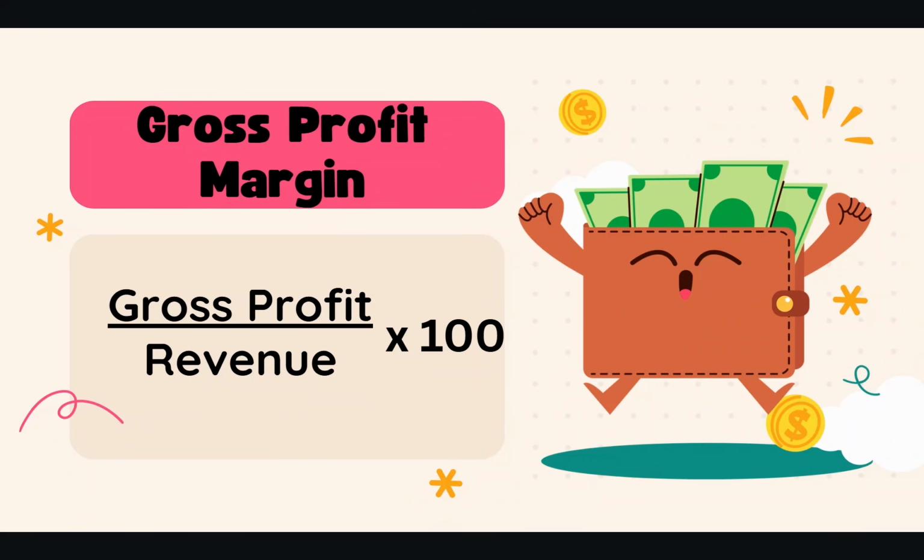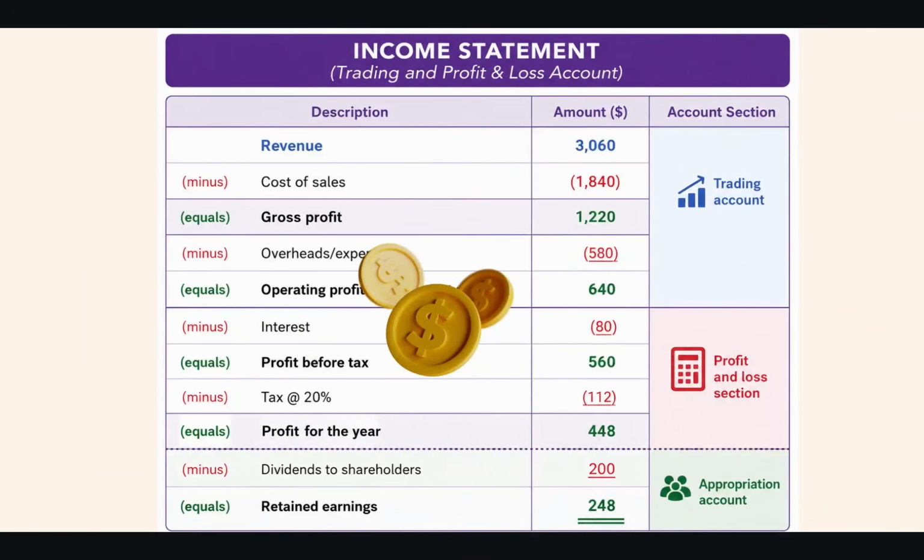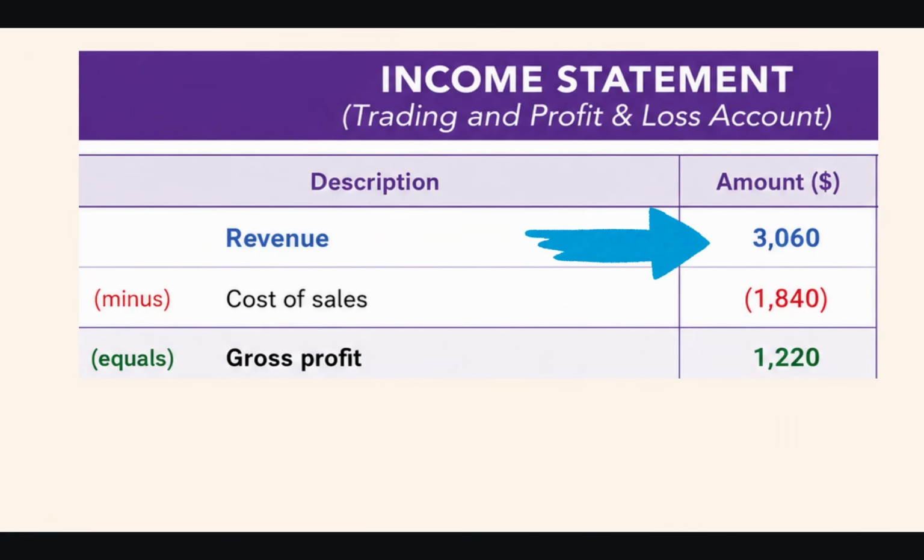Here is its formula: gross profit divided by revenue times 100. Now we would normally need information from an income statement in order to calculate our gross profit margin. From the income statement, we will need the revenue, the cost of sales, and that will give us the gross profit, the difference between the two.